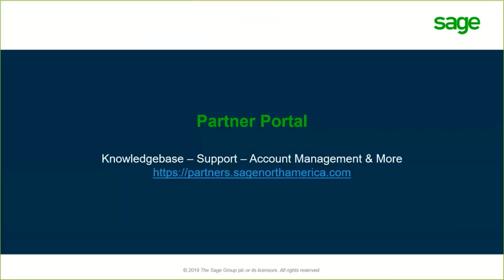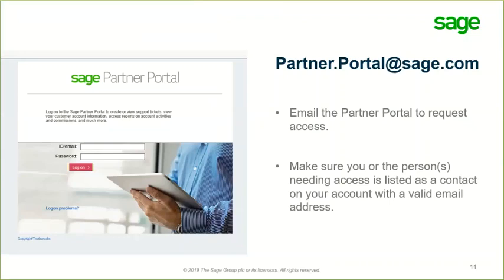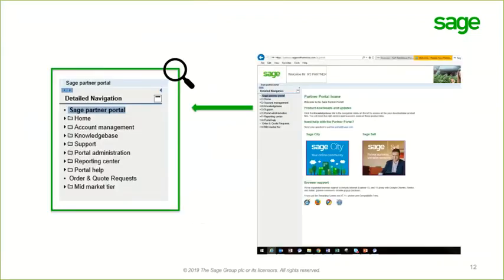Next, we want to get you set up for the Partner Portal. This is your access for product downloads, knowledge base articles, and more. You will need to email partner.portal@sage.com to request access. The screenshot on the left is the landing page, which is where you'll log on once you do have access. I've logged in so you can see the landing page and the resources available to you. For a deeper dive into this site, you can view the Navigating Sage Partner Portal tutorial.